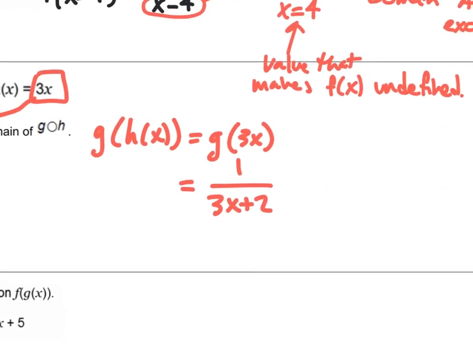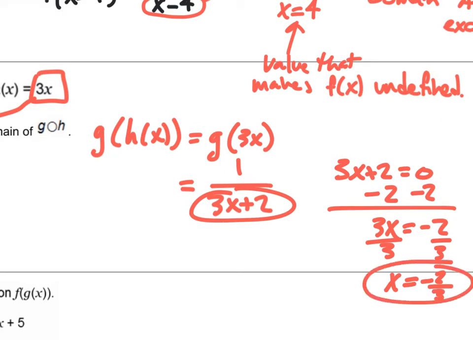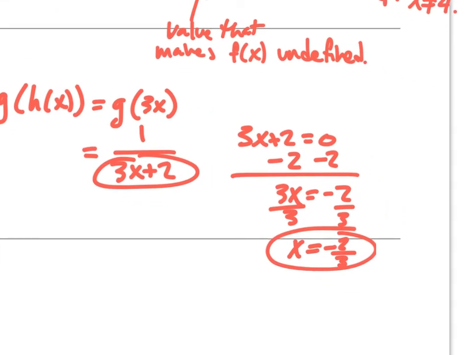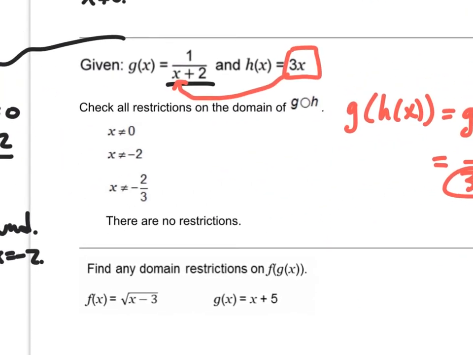So then when I take this 3x plus 2 and set that equal to 0 to see what my domain restriction is, I'm going to subtract 2 on both sides, and we get that 3x is equal to negative 2. Divide by 3, divide by 3, so we get that x is equal to negative 2/3. Now, this is the value that makes g of h of x undefined. So my domain restriction is that x cannot equal negative 2/3, and that's what we've got.